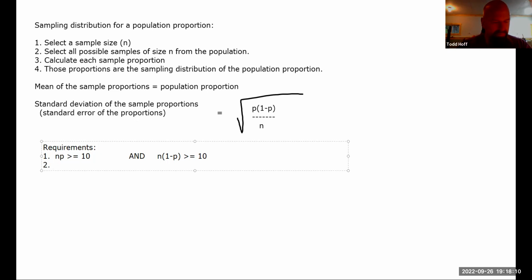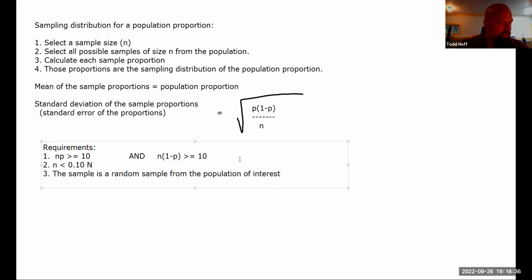Second, the sample size n has to be less than 10% of the population. That's why we had that finite population correction factor in our example, because the sample size was larger than 10%. And of course, the sample is a random sample from the population of interest. So not too strict of requirements, not too hard to come up with.